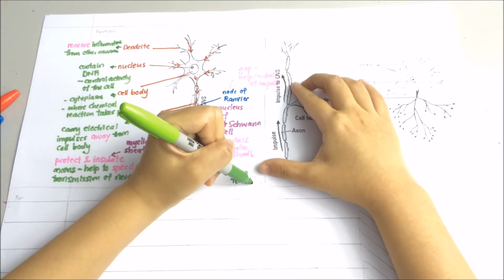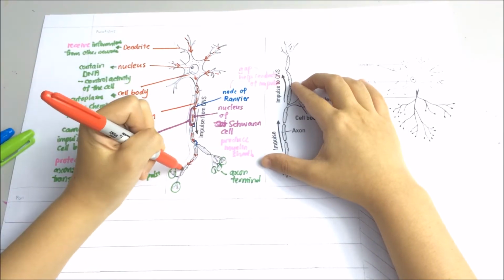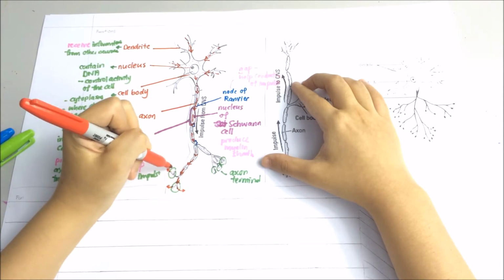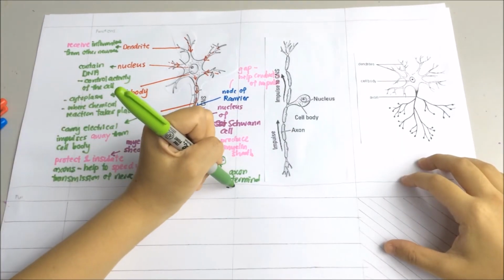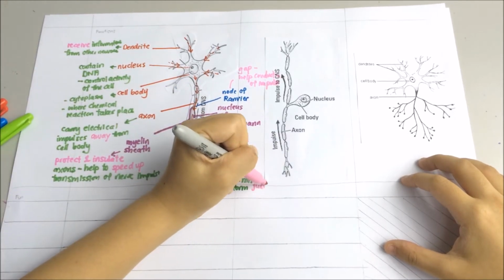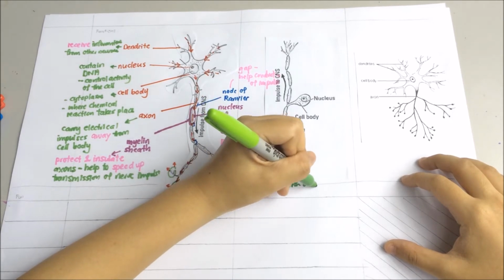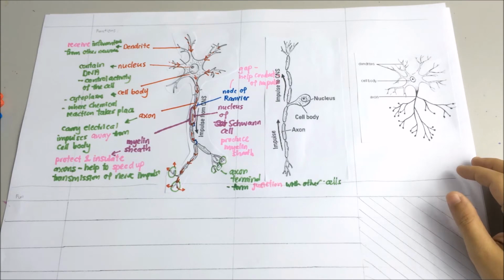So there are little swellings at the end of the axons, and these are known as axon terminals. Nerve impulses that are conducted along the axon will finally reach the synaptic terminus, and the synaptic terminus will then transmit these signals to other cells such as muscle cells, gland cells, or even dendrites of another neuron.